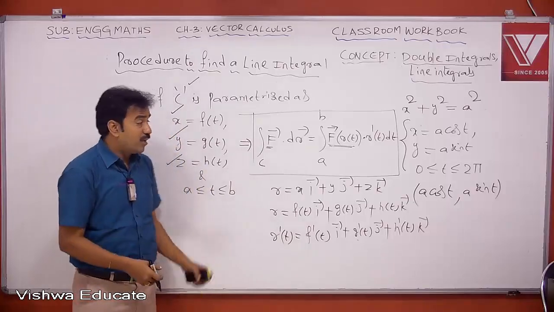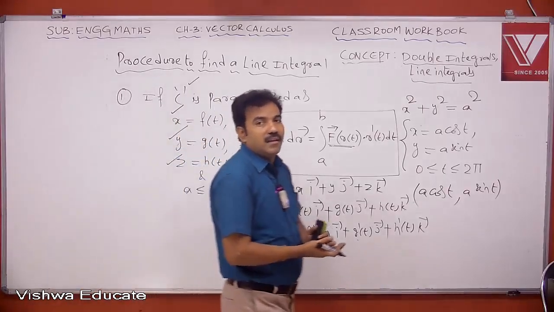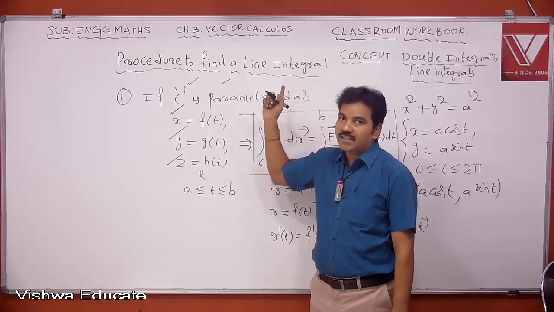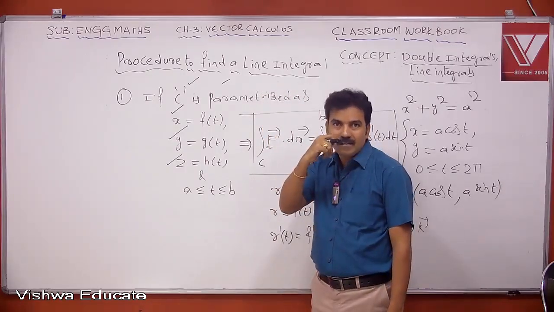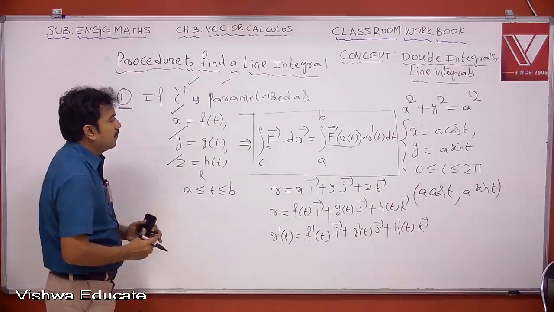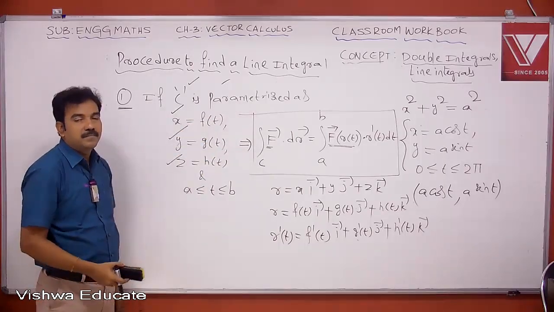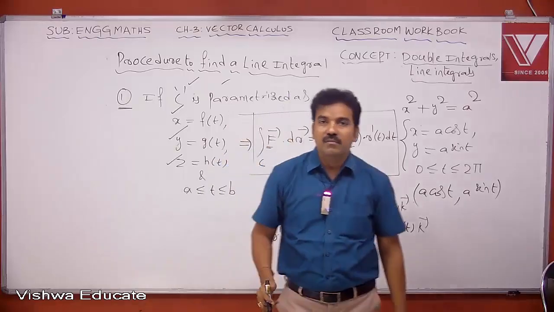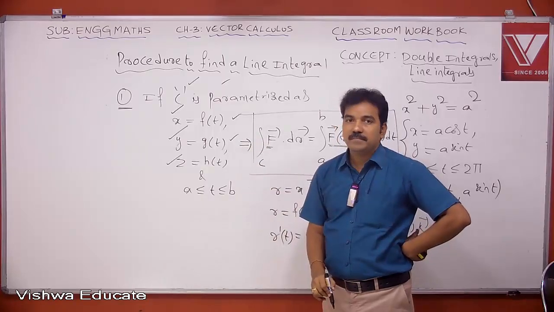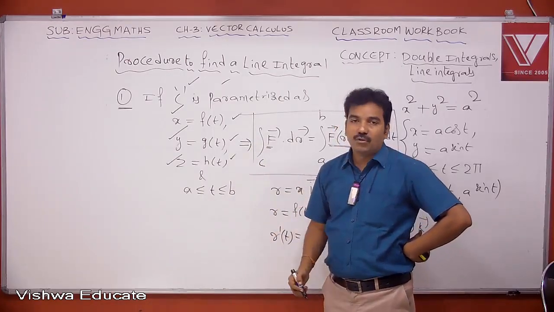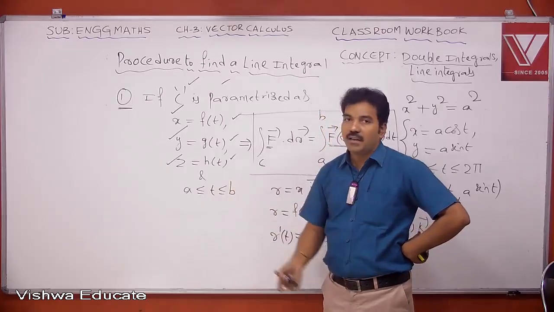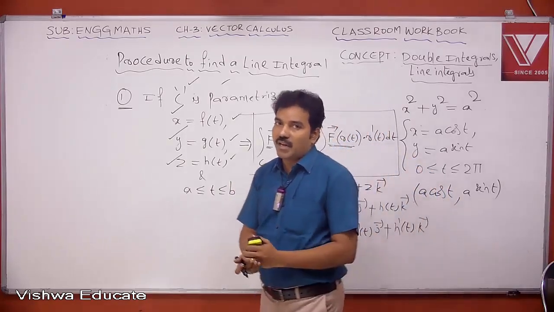This is a very important case. Case 1. First you write the heading, procedure to find a line integral. Case 1: if C is parameterized as x equal to f of t, y equal to g of t, and z equal to h of t, and a less than or equal to t less than or equal to b.